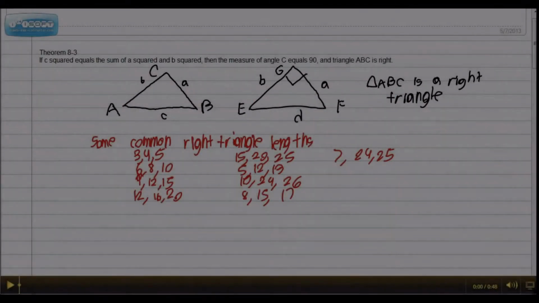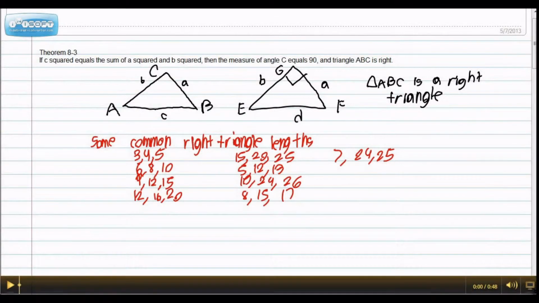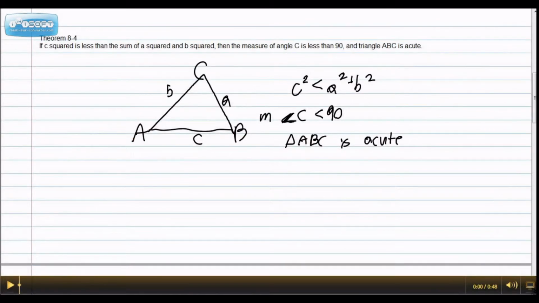Theorem 8-3. If c squared equals the sum of a squared and b squared, then the measure of angle C equals 90, and triangle ABC is right. Some common right triangle lengths are 3, 4, 5; 6, 8, 10; 9, 12, 15; 12, 16, 20; 15, 20, 25; and so on.